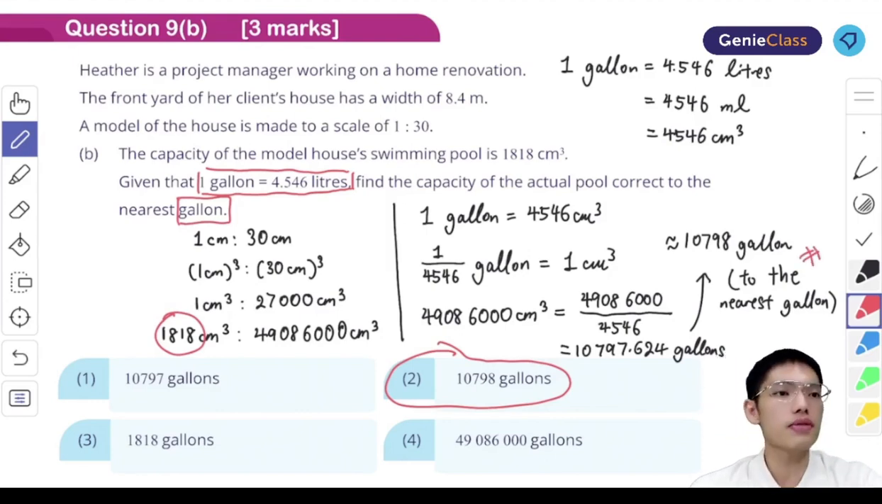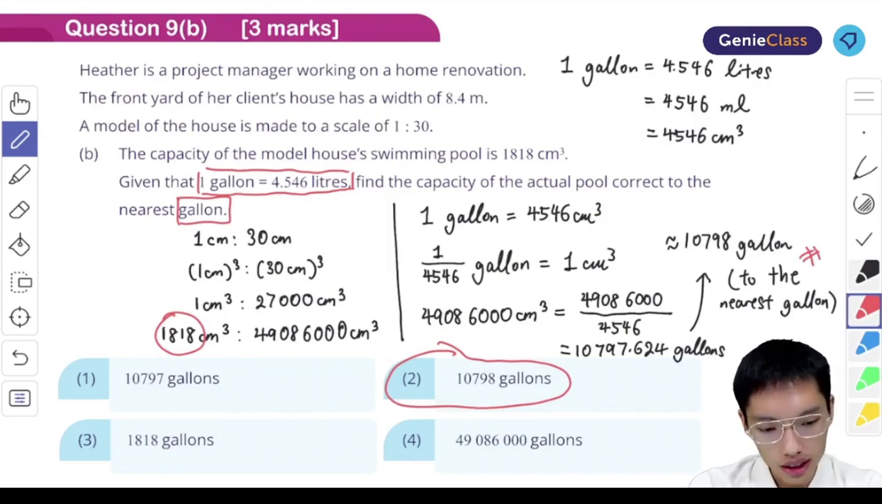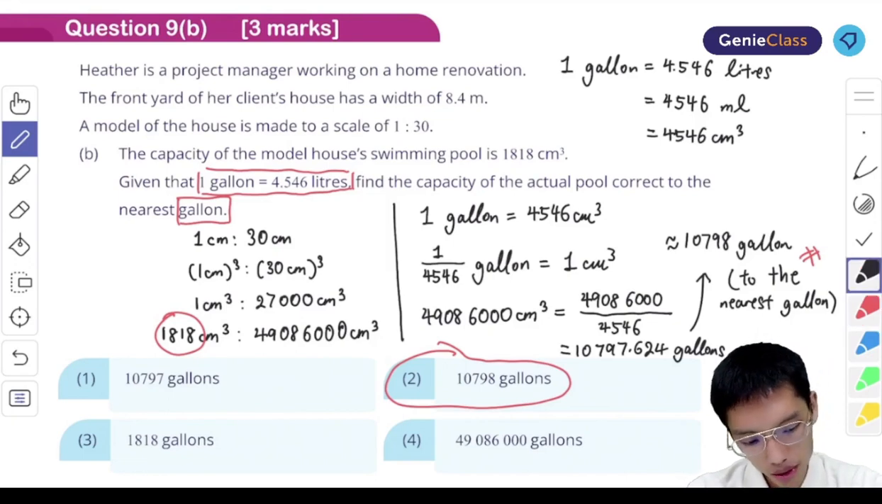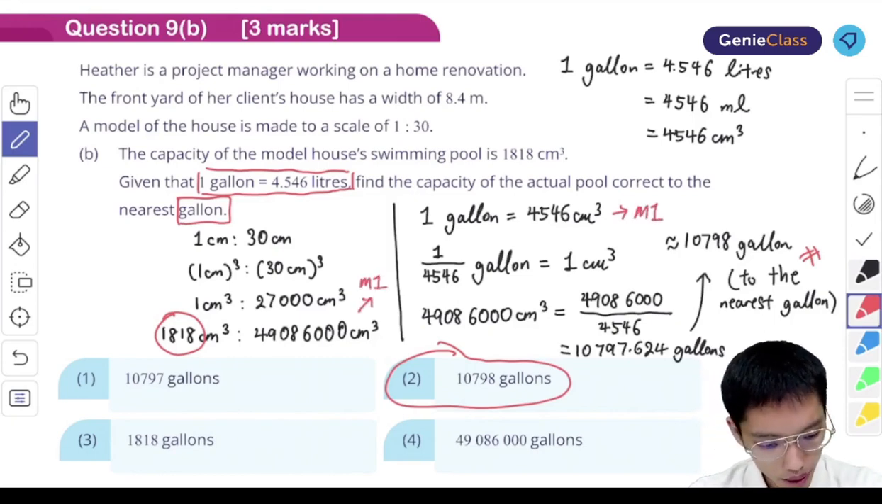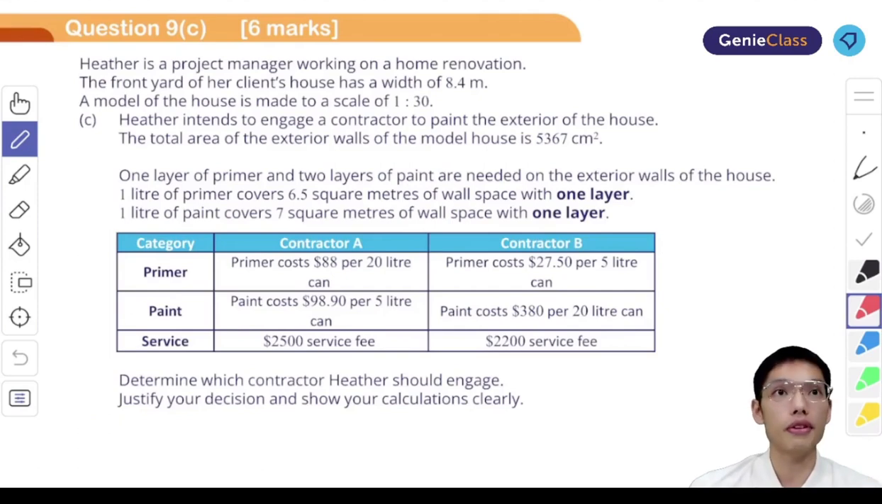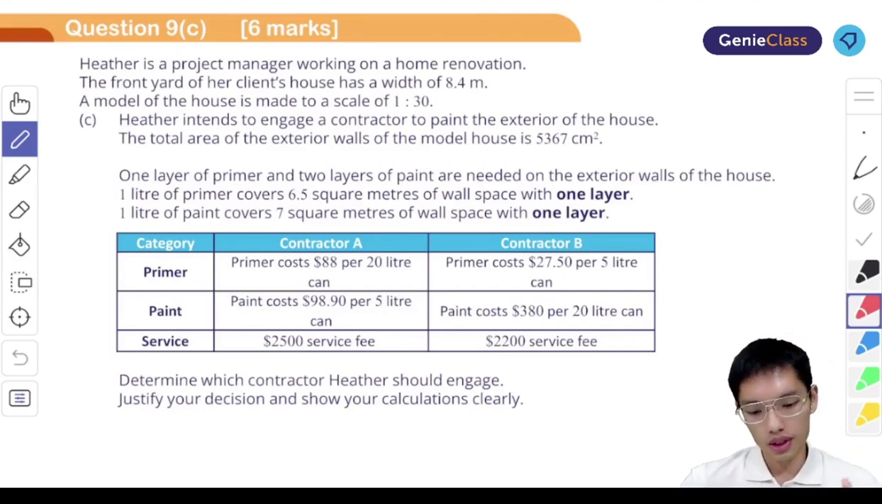Now the last question, it's very long, so I will just explain it briefly, so just bear with me for those who need further calculations. This is a 6-mark question that we are going through, not this one. So how does just 3 marks go? 1 mark for this conversion, 1 mark for this one as well, 1 mark for my nearest gallon. Now for 6 marks, what they are looking for in question 9C, a lot of information. That's the crux of the question they are looking for.